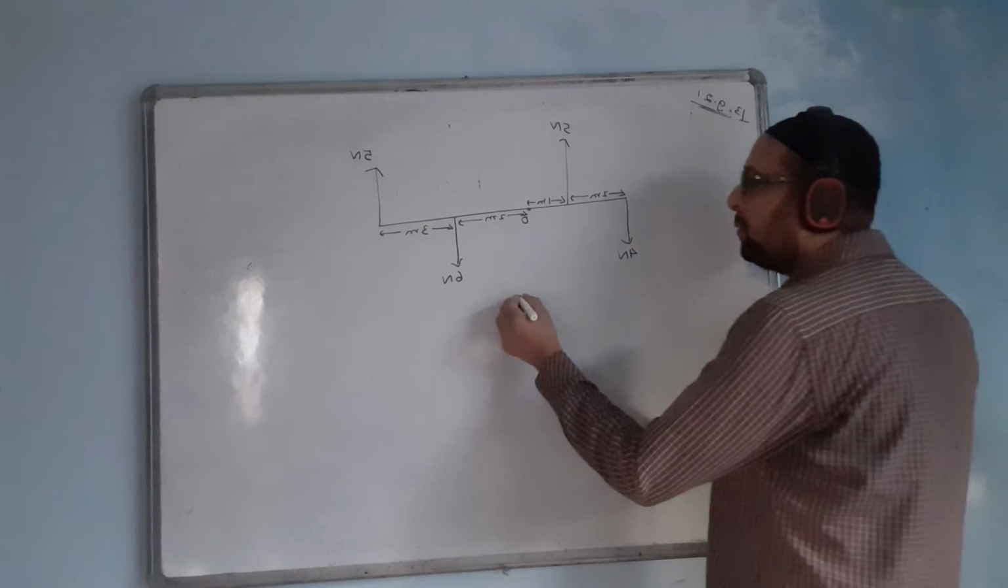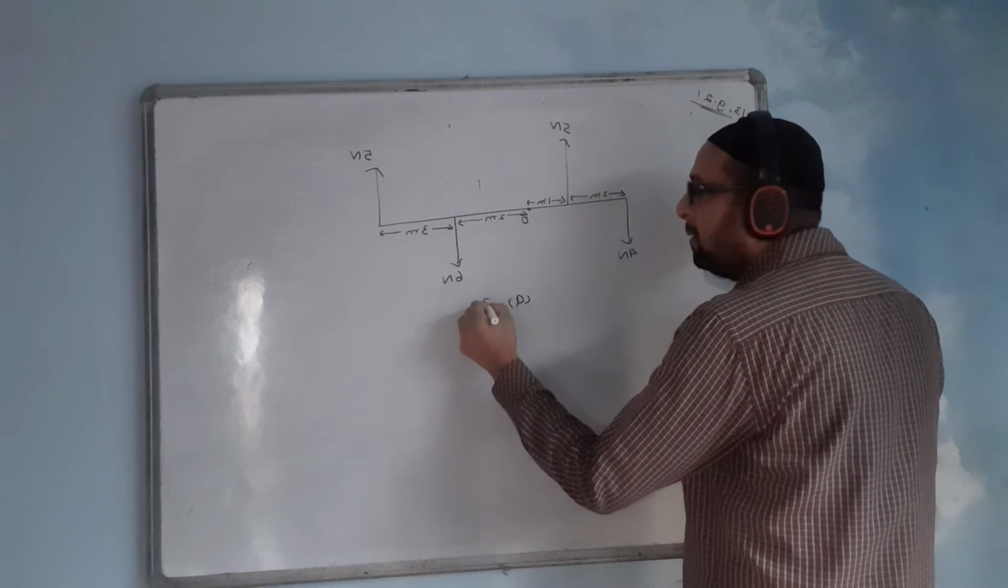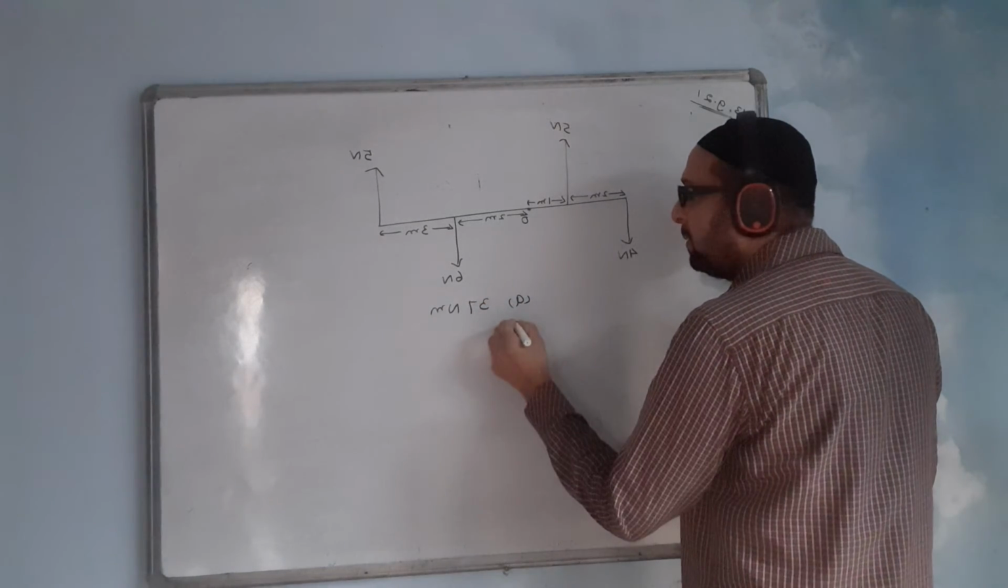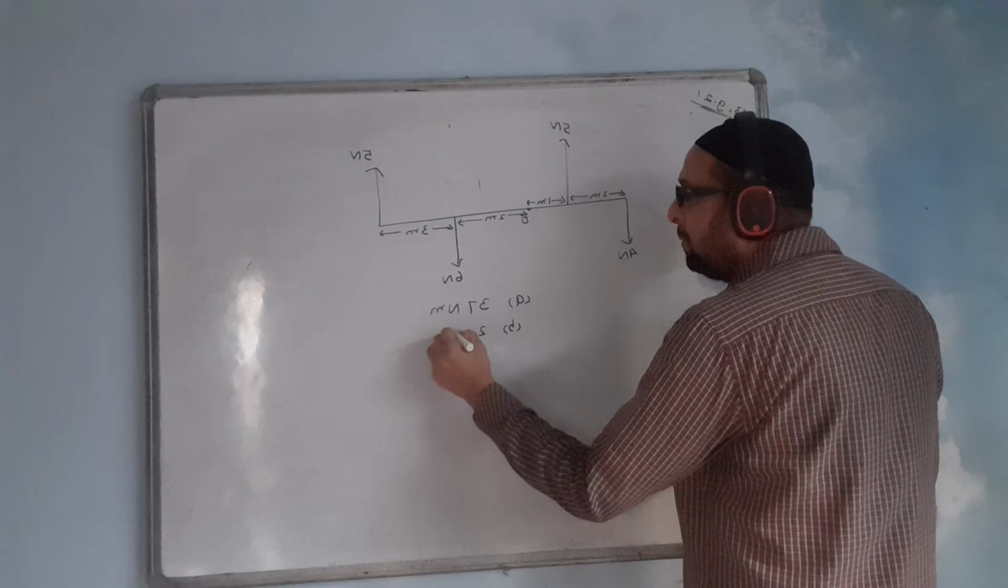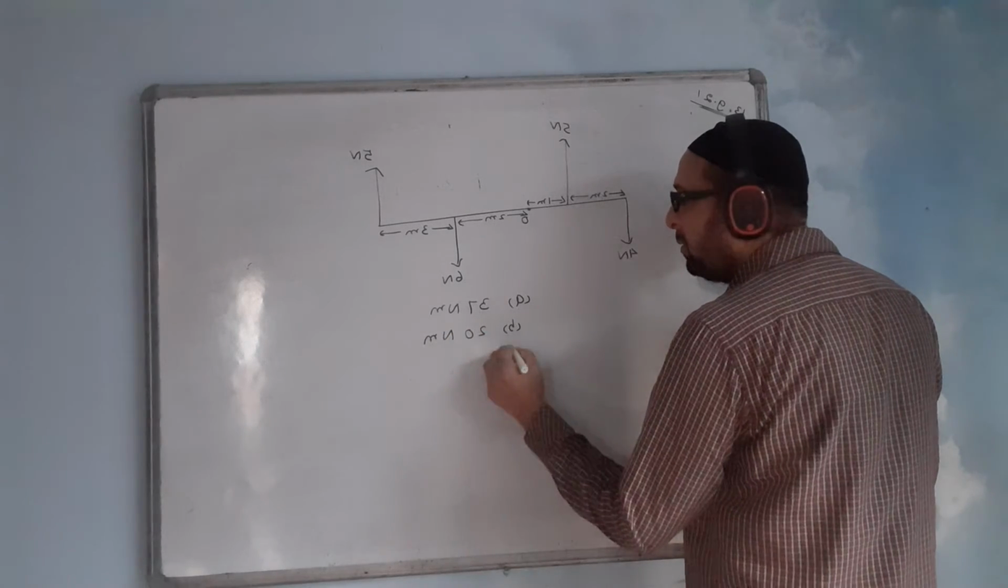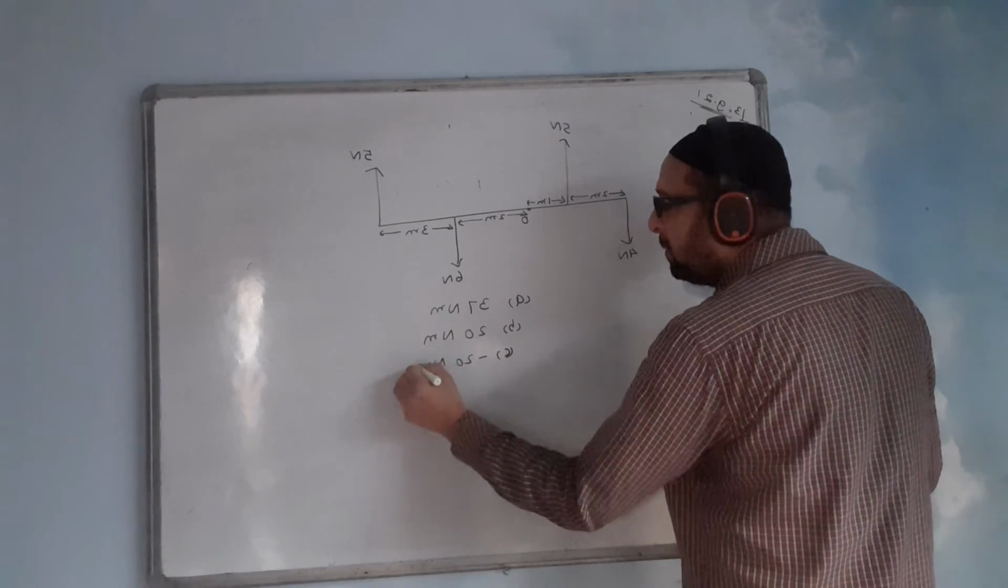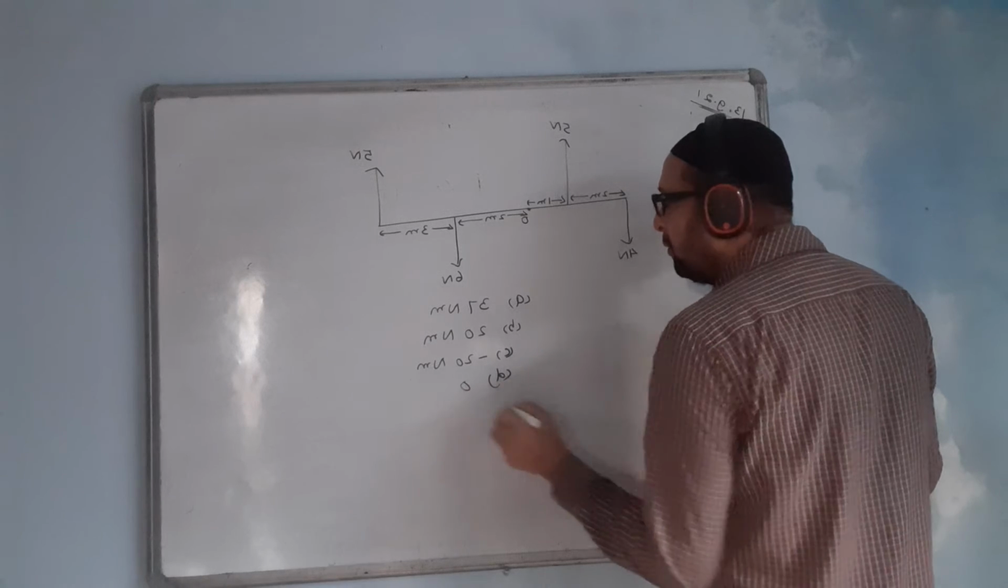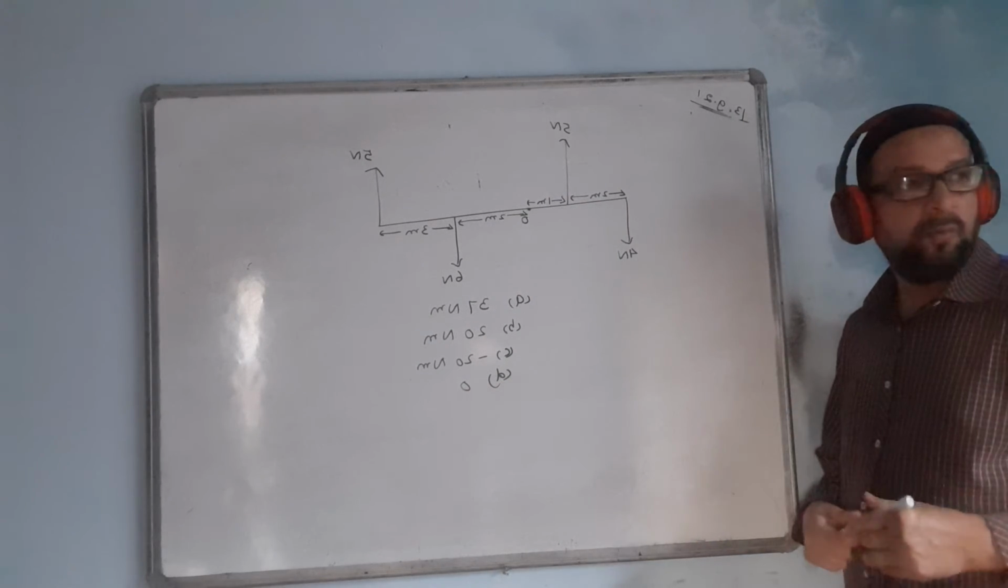Options will write down. First option 37 Nm. Second option plus 20 Nm. Third option minus 20 Nm. Last option is 0.